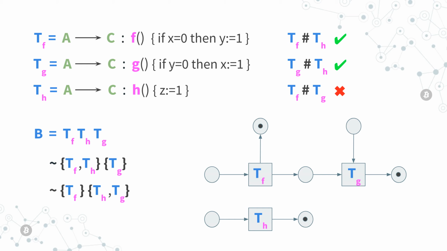The possible concurrent executions of the block B are represented by the maximal step firing sequences of the occurrence net. For instance, the first step firing sequence describes the schedule where TF and TH are executed in parallel, and TG after them. Note that there could be many different maximal step firing sequences in the same occurrence net. One of our results is a sort of confluence property, and it states that all these maximal step firing sequences represent the same state of the blockchain.